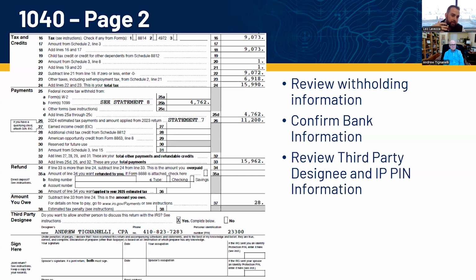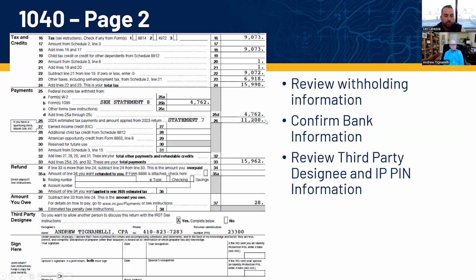And then kind of page 2. So page 1 of the 1040 really is the income information. Page 2 is where the tax number is calculated and your payments show up. So obviously it'll give you a number of the total tax that you owe for the year. But what you really want to check is the withholding information and the estimated tax payment information.